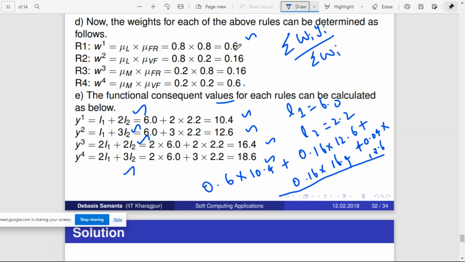So this is the actual output. This is what the controller is expected to do. This is how Sugeno's approach works, right? Fine. Let us stop here for this session.